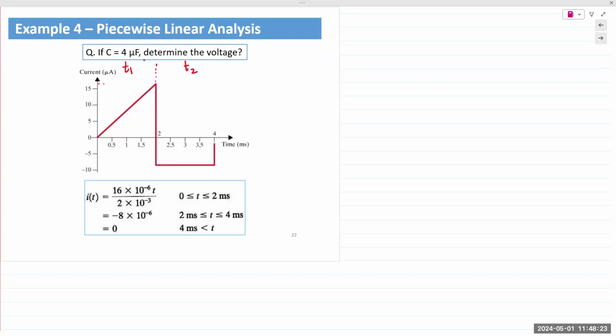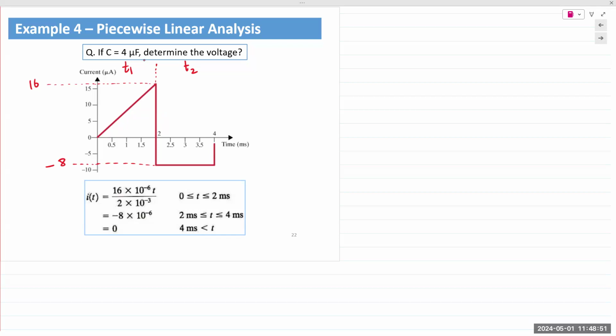Okay. For simplicity's sake, I'm going to point this out. This top point is 16 microamps, and the bottom one is minus 8. Okay, minus 8. All right, so T1 is between 0 and 2 milliseconds.